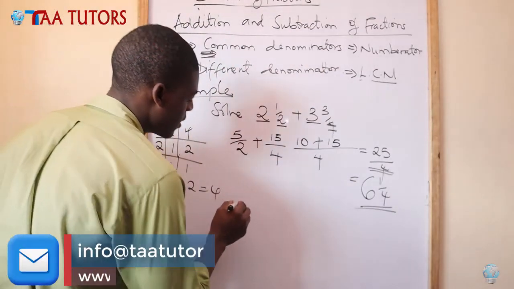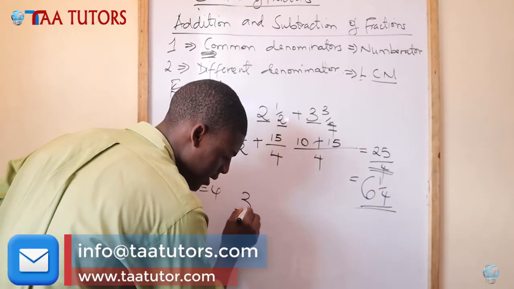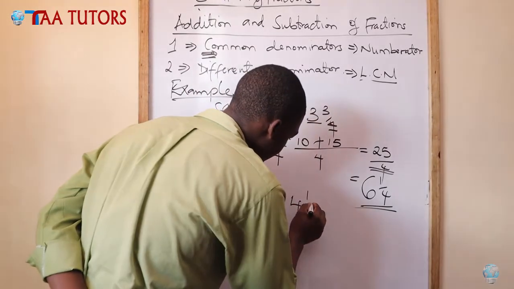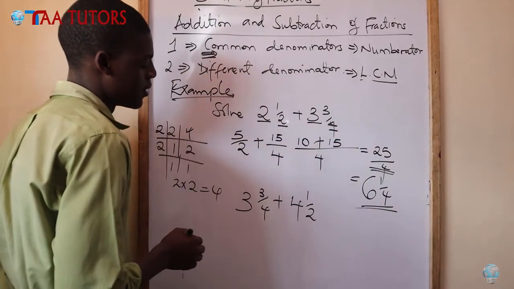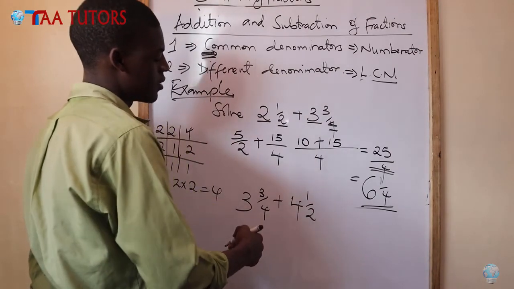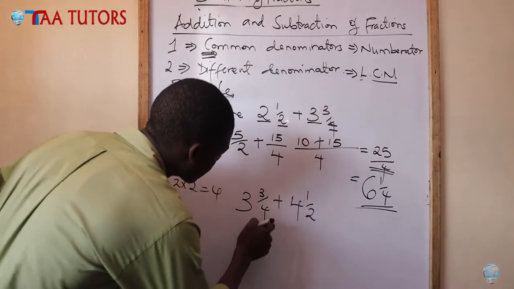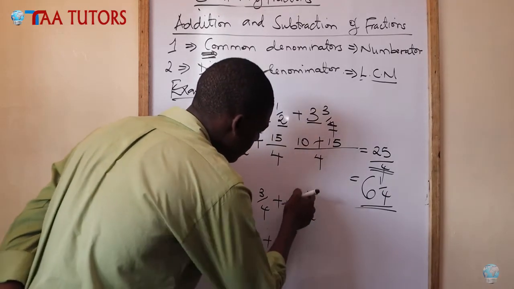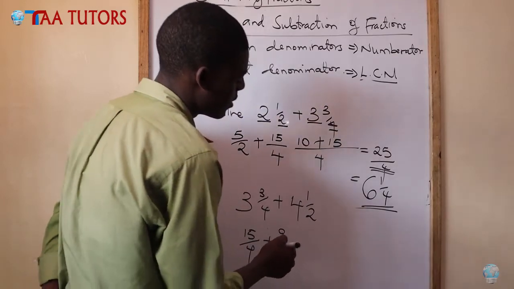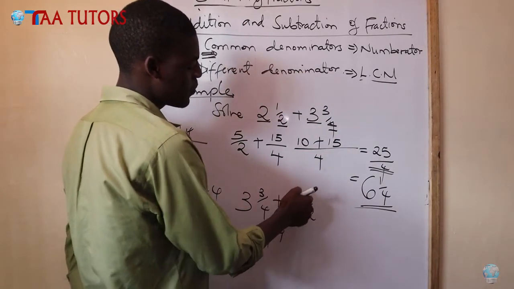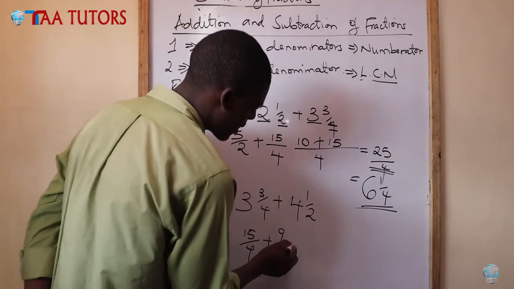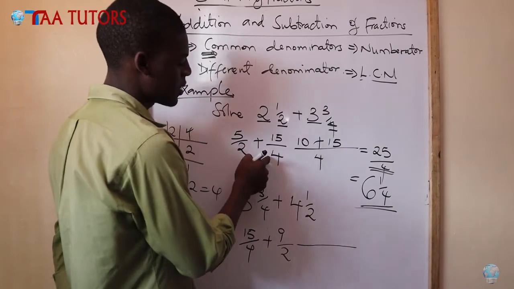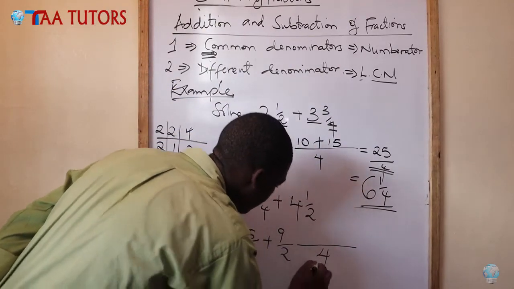Another one, we may do 3 and 3 over 4 plus 4 and a half. We convert this to improper fractions. That one is 15 over 4 plus this one is 9 over 2. 2 times 4 is 8, 8 plus 1 is 9. Then our LCM, we have 4 and 2, as was in this case, so we can decide to go for 4 there.